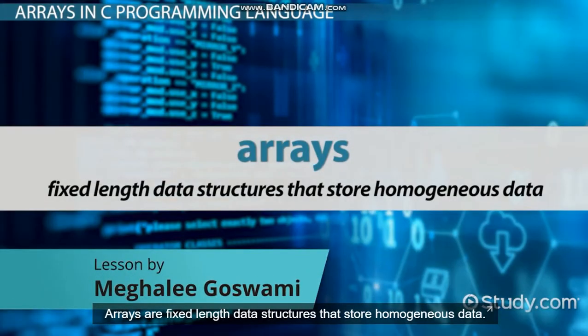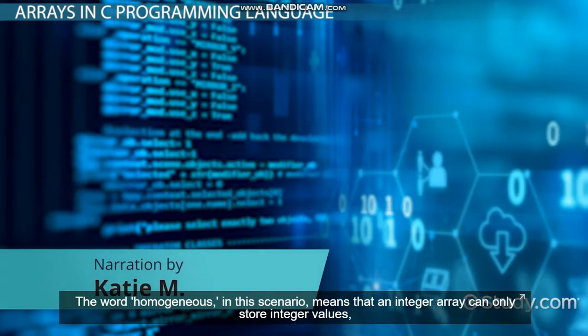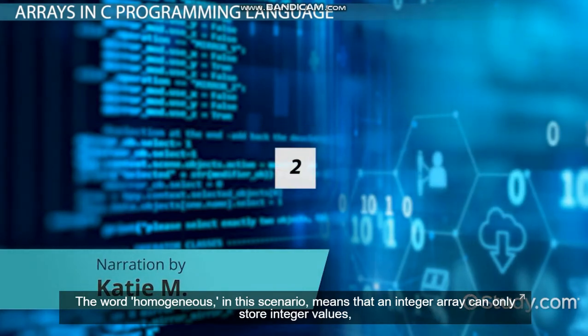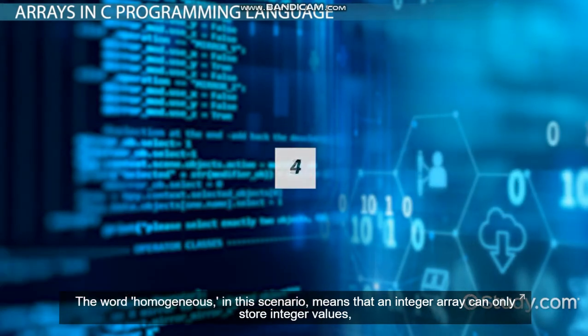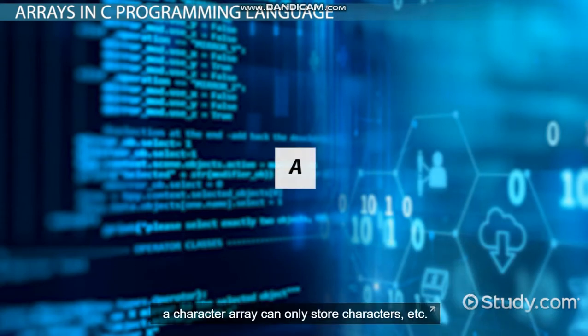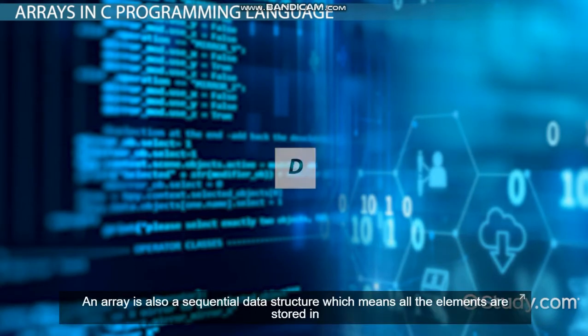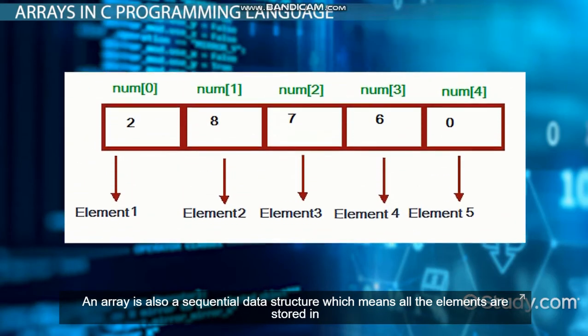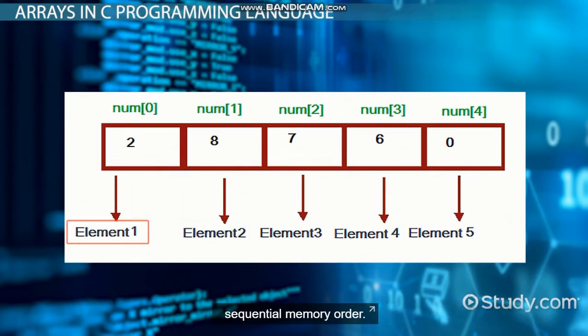Arrays are fixed-length data structures that store homogeneous data. The word homogeneous in this scenario means that an integer array can only store integer values. A character array can only store characters, etc. An array is also a sequential data structure, which means all the elements are stored in sequential memory order.